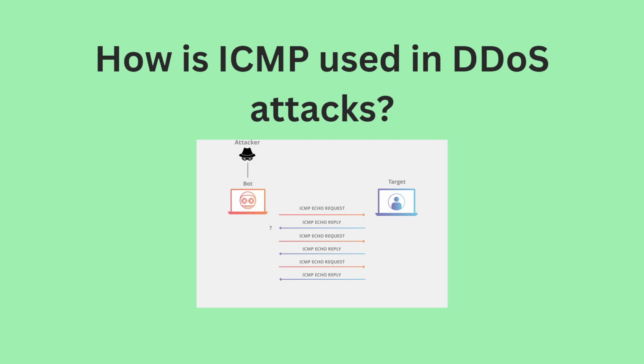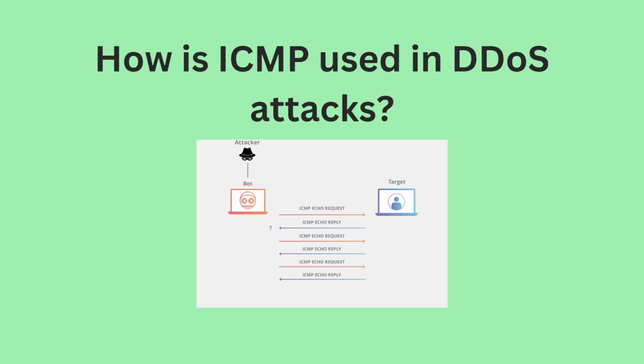So a DDoS attack can happen in various ways. The first way is the ping flood, or we can say ICMP flood. In this, attackers flood the target server with a large number of ICMP echo requests. The target server, overwhelmed by the flood of requests, becomes unable to respond to legitimate requests, leading to denial of service for legitimate users.